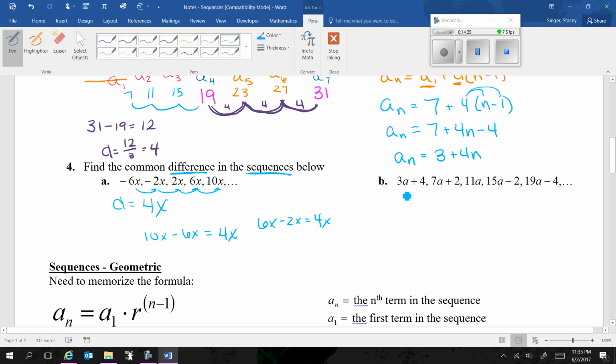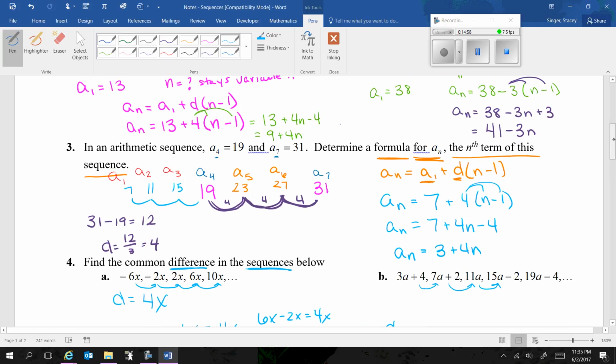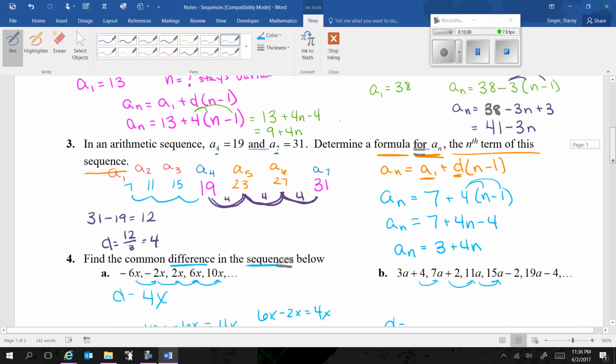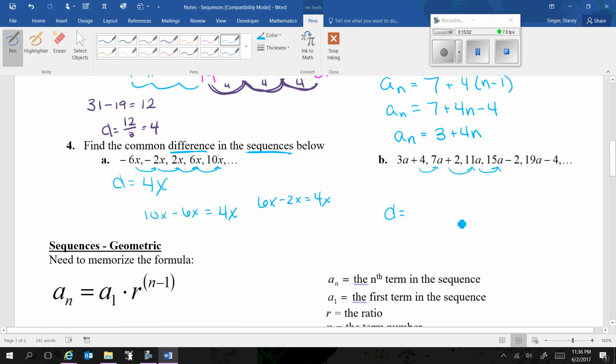Now what if I had 3a plus 4 into 7a plus 2, and then 7a plus 2 into 11a, and 11a into 15a minus 2. Again, the reason it's called difference is because if you need to figure it out and it's not a clear number pattern, like these ones up here, because it's easier to figure out with actual numbers, you can add or subtract in your head, you always take the next term minus the previous term.